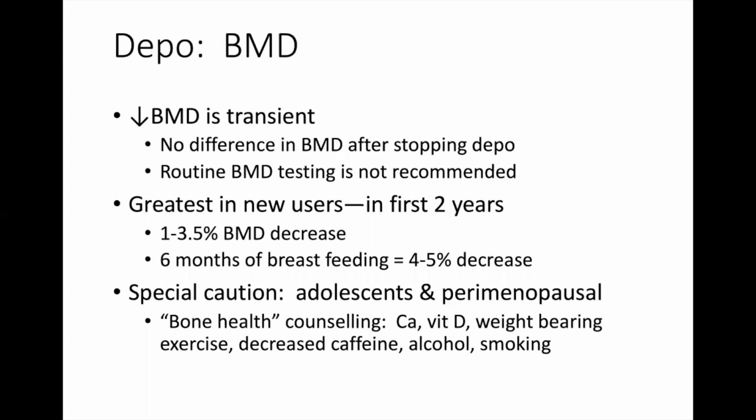With 6 months of breastfeeding, the risk is 4 to 5%. Okay, so breastfeeding can cause a decrease in the bone mineral density more than the Depo shot. Special caution in adolescents and perimenopausal women, because adolescents' bones are still forming, and in perimenopause they are already lacking calcium, estrogen and vitamin D. So counseling should be done in those 2 age groups, and you should emphasize that the patient takes calcium, vitamin D, does weight-bearing exercise, and decreases caffeine, alcohol, and smoking.